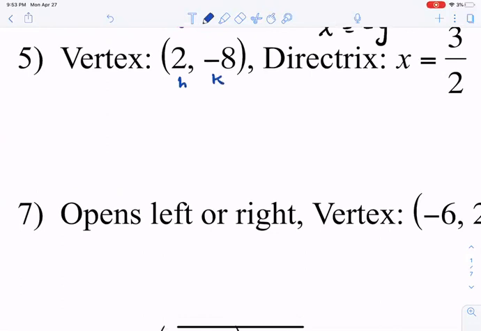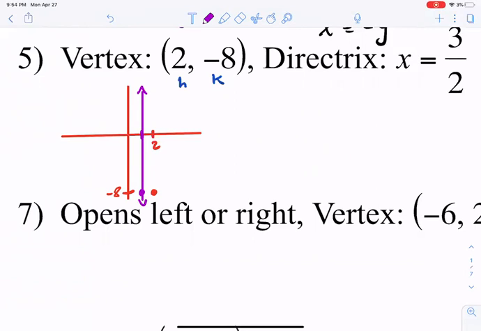So if you draw your picture, you have the vertex here. The vertex is 2, and this is -8, somewhere around here. And then the directrix is 3/2, so 3/2 is somewhere around here. So the directrix should be here, and you know that's a line that is vertical in this case. So this is your directrix.